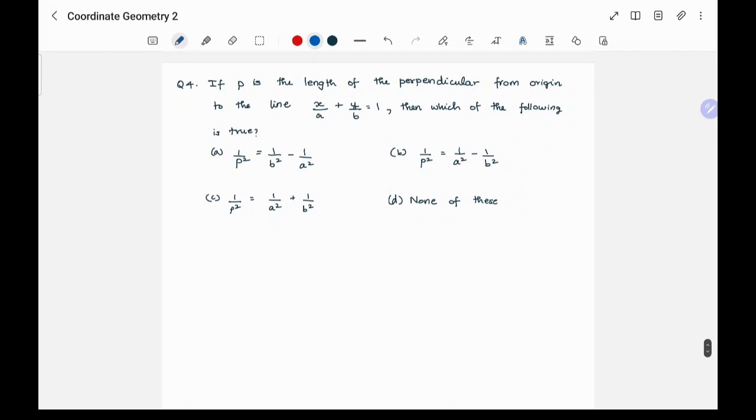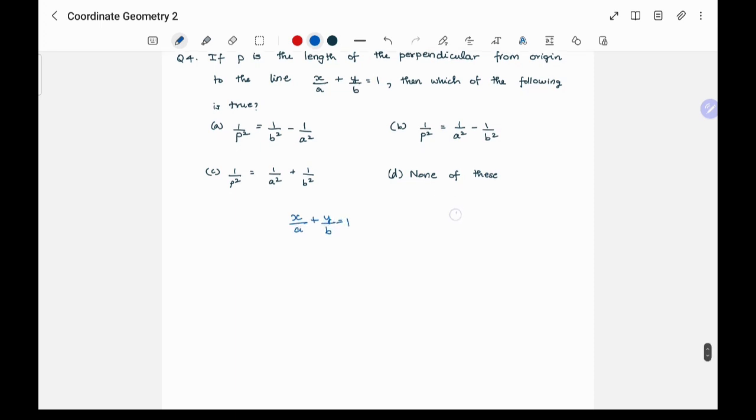Next question. If p is the length of the perpendicular from origin to the line x by a plus y by b equal to 1, then which of the following is true? So this is the equation of the line. So in general, if we have this line ax plus by plus c equal to 0, distance from origin is given by mod c divided by root of a square plus b square, right? So here what do we have? x by a plus y by b minus 1 equal to 0. So here c is minus 1, a is 1 by a and b is 1 by b.